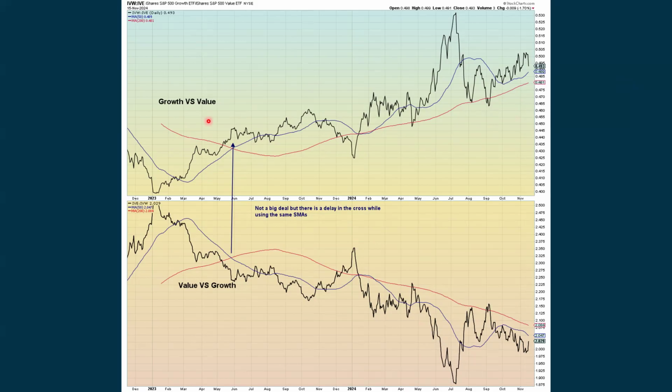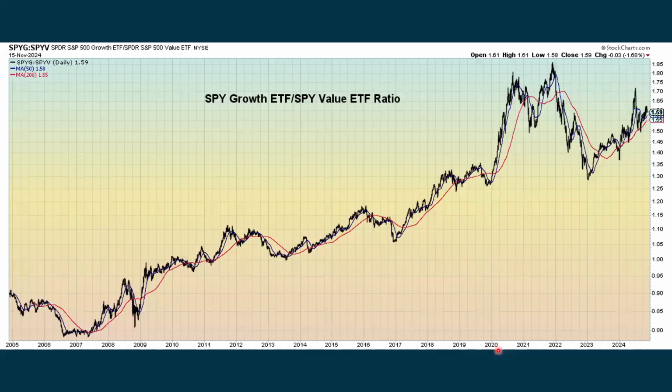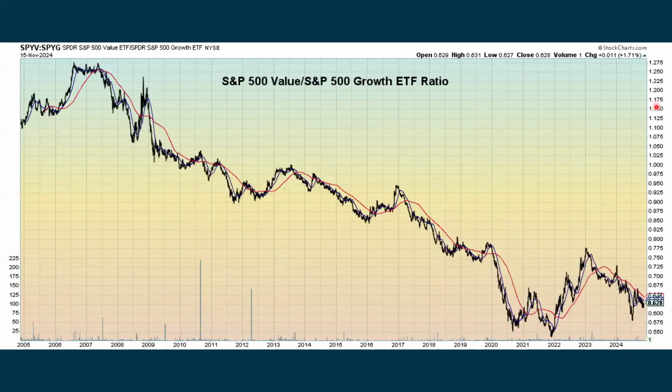You want growth to outperform when the market's really going up. If value is outperforming growth, like we saw in 2022, that's when the market runs into trouble. Well, looking at this, you can see where growth is outperforming value. Then an inverse of that same chart shows how value is underperforming growth. And we look at some ETFs, longer term, going back to 2004, also showing how growth is outperforming value, and inverse showing how value is underperforming growth.